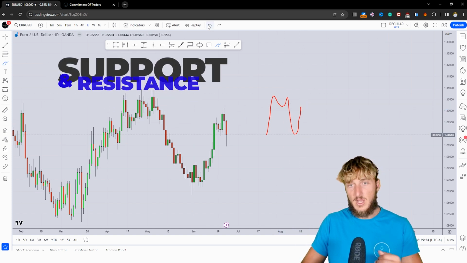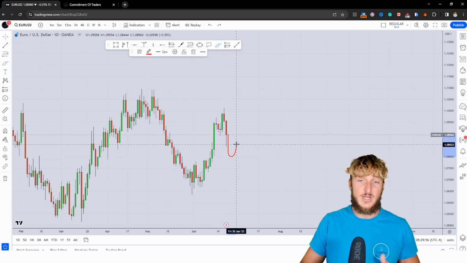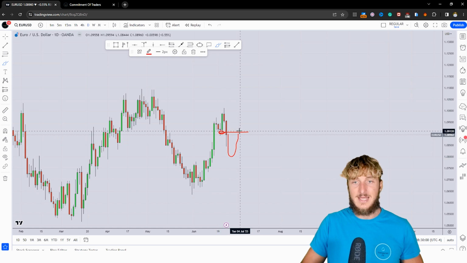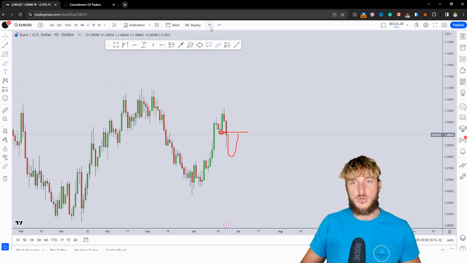So here on the daily, if we will have the creation of this M pattern, at that point we could expect a potential completion at the neckline, at this previous support turned resistance.